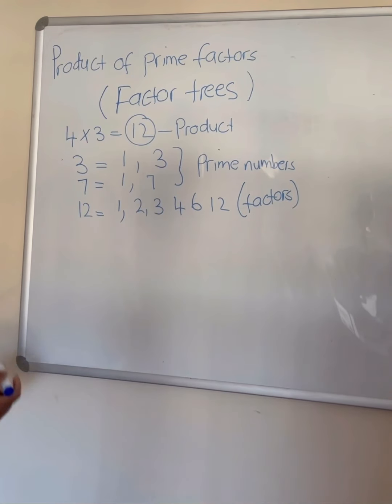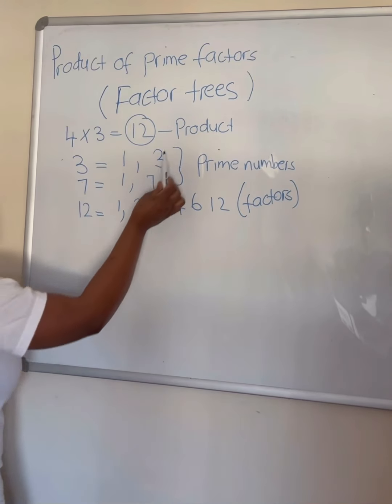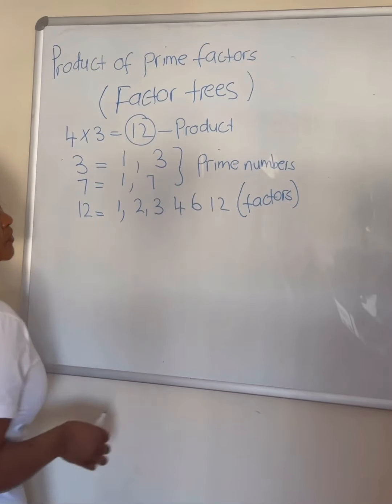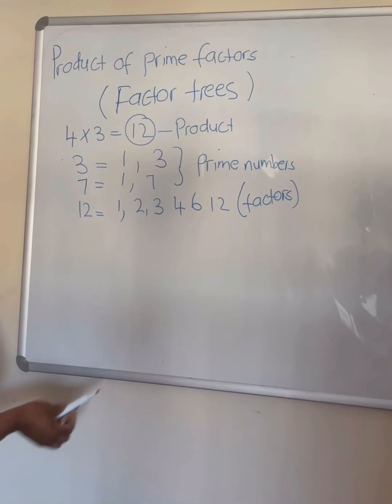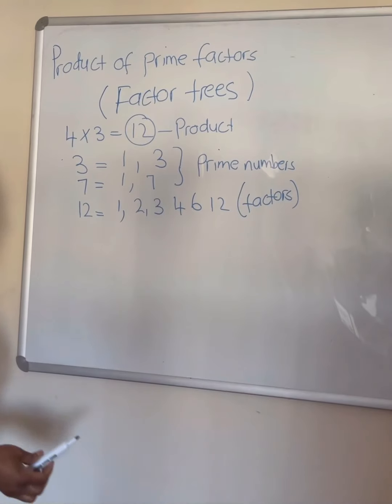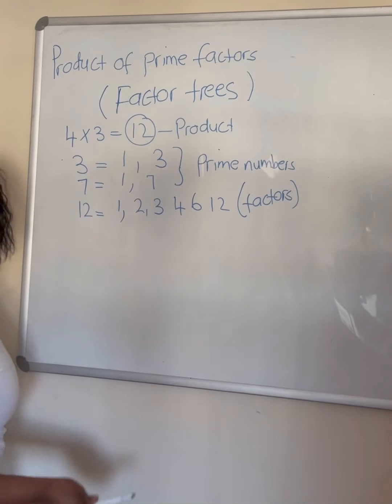So when you are making a factor tree, it means the numbers, when you times them, which is the product, when you times them, you get that number. And all the numbers have to be prime numbers and they have to be factors of that number.